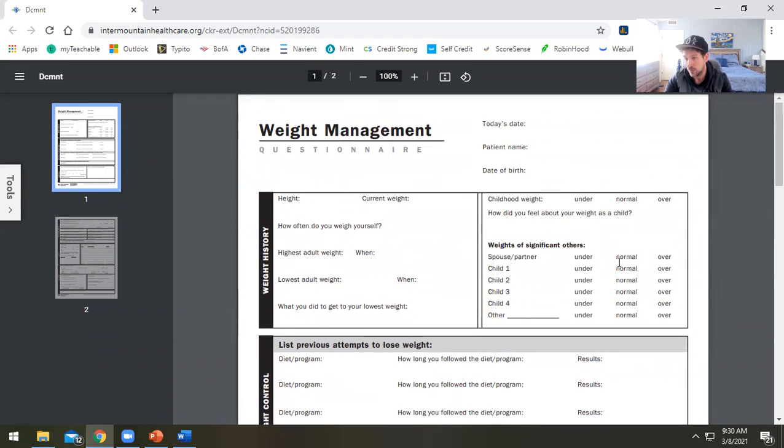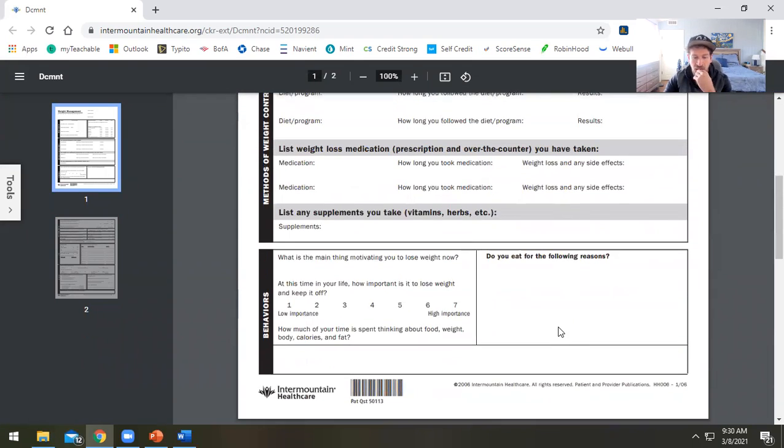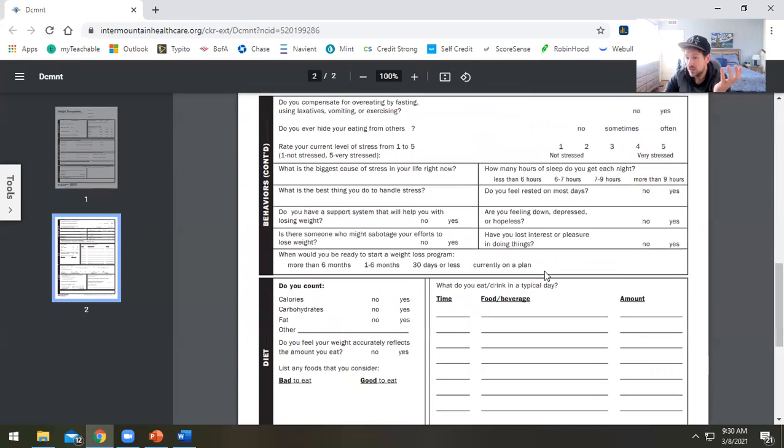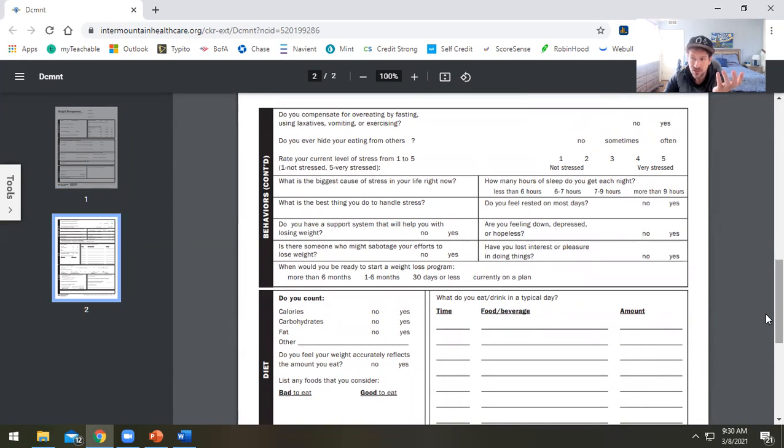Up here there's also a little about interpersonal relationships. And I love this one: do you eat for the following reasons? I love to know how my client sees food. Do they see it as fuel? Do they see it as this thing that's holding them back from meeting their results, something they don't want to do but have to do? Do they have really negative emotions around it? Do you compensate for overeating by fasting, using laxatives, vomiting or exercising? This is looking for whether my client struggles with disordered eating, like bulimia, for instance. Do they ever hide their eating from others?